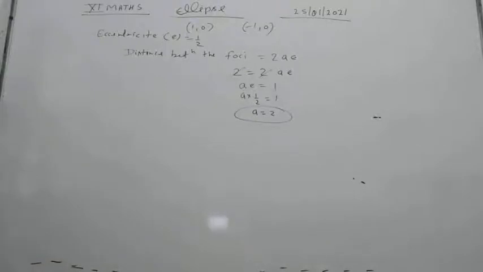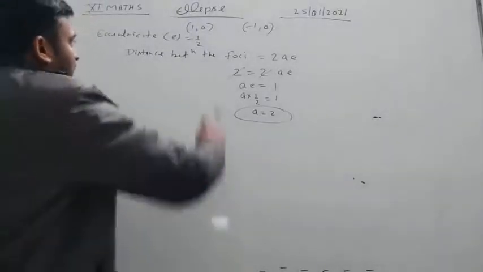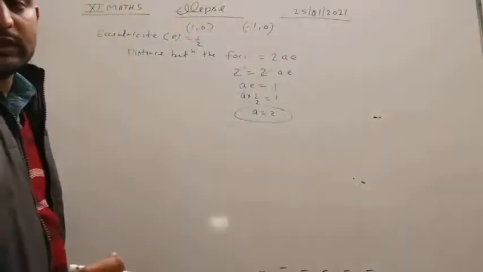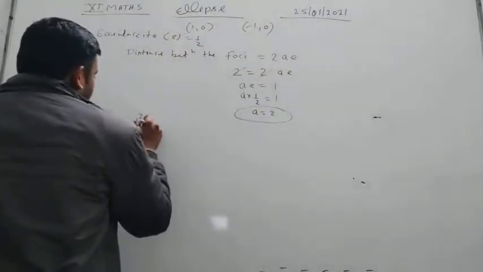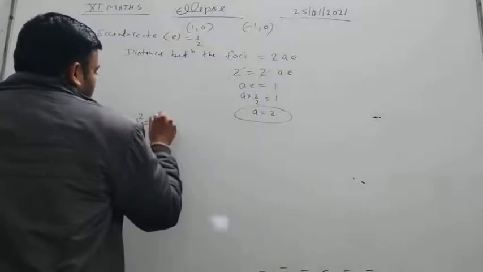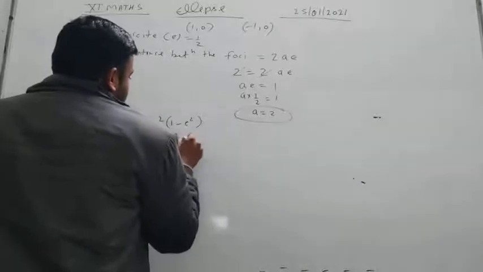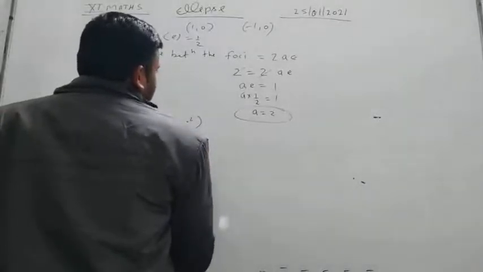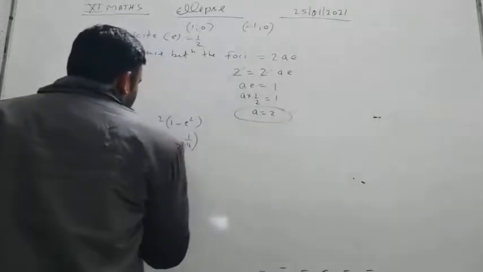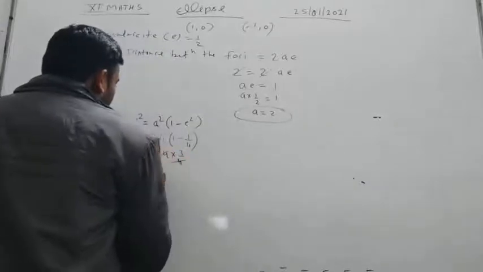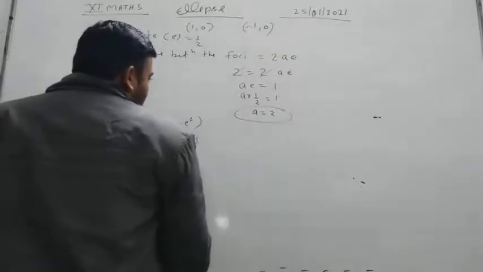Now, students, from here our foci are plus minus 1, 0, so this is the first case. So we will find out our b from here. So b square is equal to a square into 1 minus e square, so a square is 4, and e is 1 by 2, so e square will be 1 by 4, so 4 into 3 by 4, so b square is equal to 3, okay.